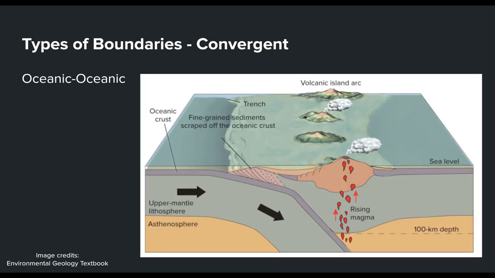When two oceanic plates converge, one subducts under the other and melts due to the heat, just like oceanic-continental convergence. Magma rises to form a curved string of volcanic islands. Trenches are formed, and earthquakes happen deep below the crust.